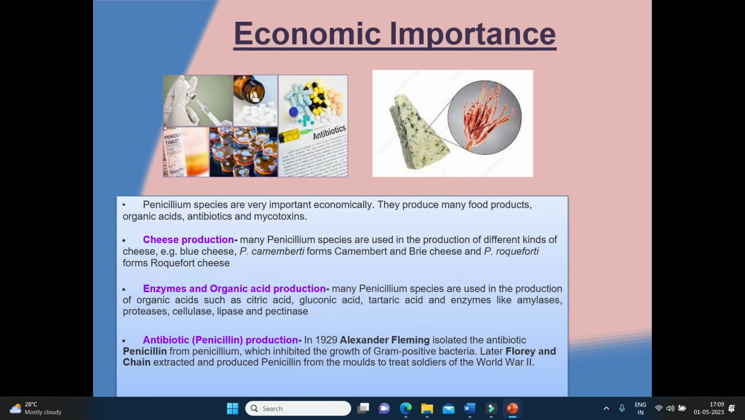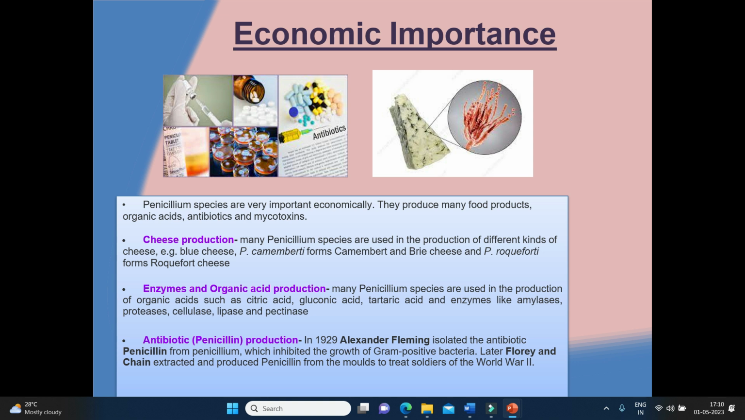So, the economic importance of Penicillium. Penicillium species are very important economically. They produce many food products, organic acids, antibiotics, and mycotoxins. In cheese production, many Penicillium species are used in the production of different kinds of cheese, for example, blue cheese, and so on.